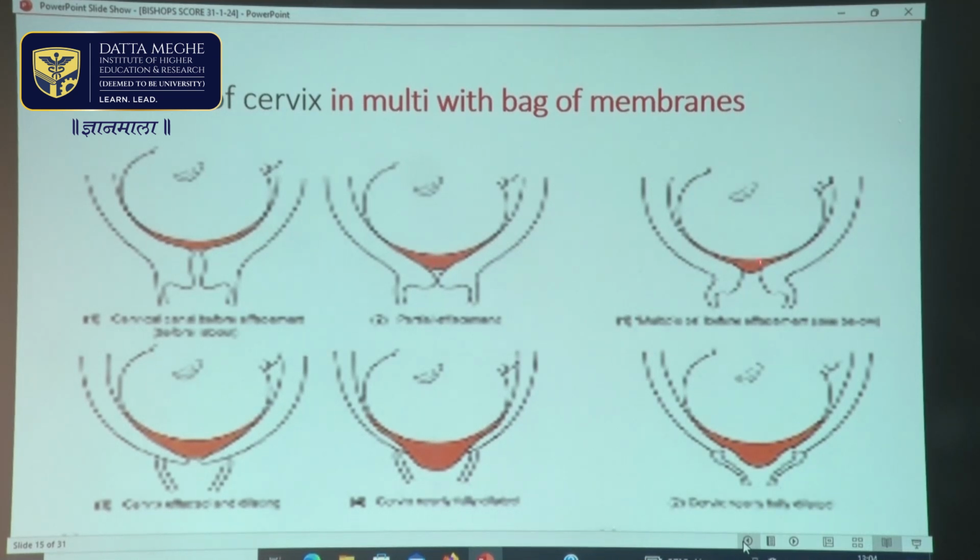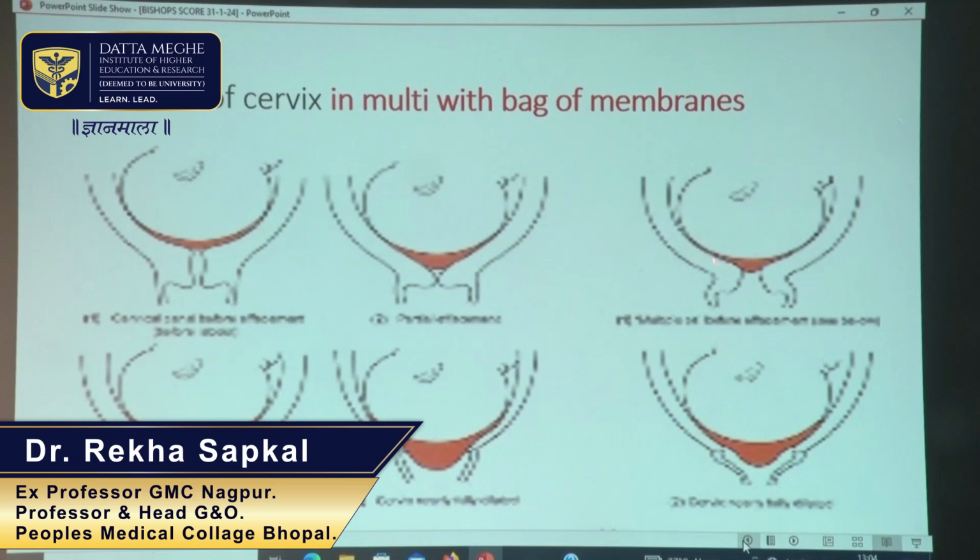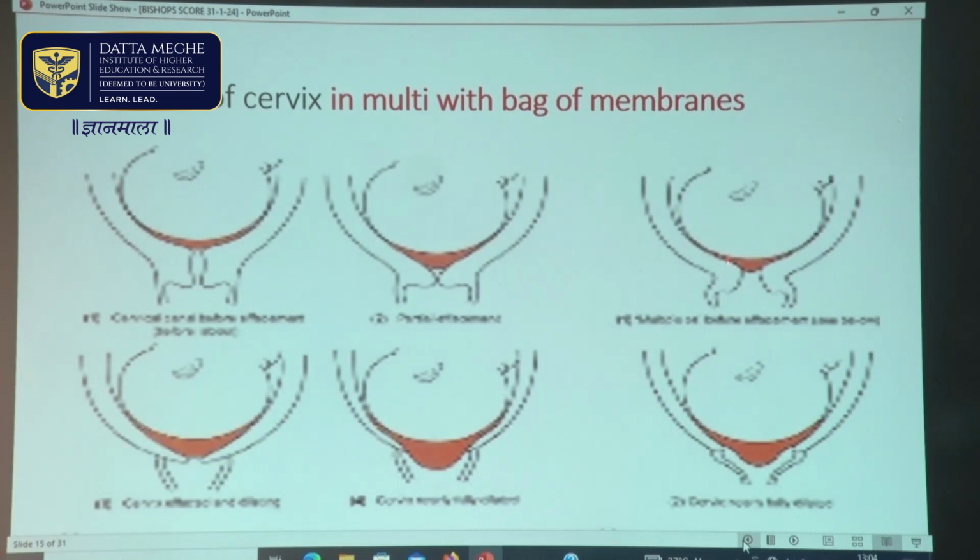This favors dilatation of the cervix with the Ferguson's reflex, means pressure of the head over the cervical margins causes the stimulation of these Ferguson's sympathetic complexes over the cervix, and there is increase of uterine contraction, that is known as Ferguson's reflex. So, this is lower bag of membranes.